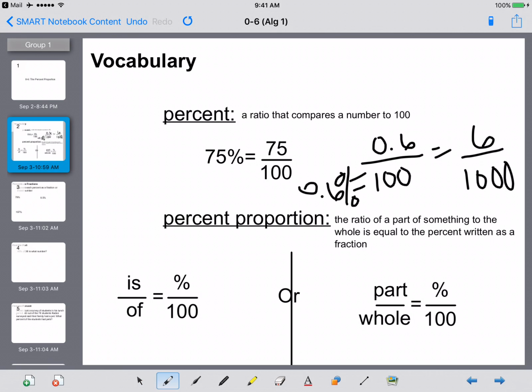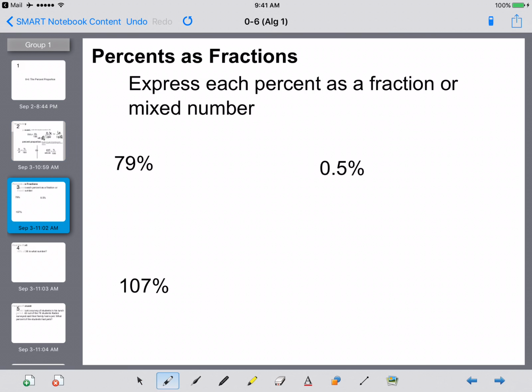The percent proportion is the ratio of a part of something to the whole, which is equal to the percent written as a fraction. So some things that you've heard me say are: is over of equals percent over 100, or part over whole equals percent over 100. So we're going to go over a few examples of this and hopefully refresh your memory on the percent proportion.